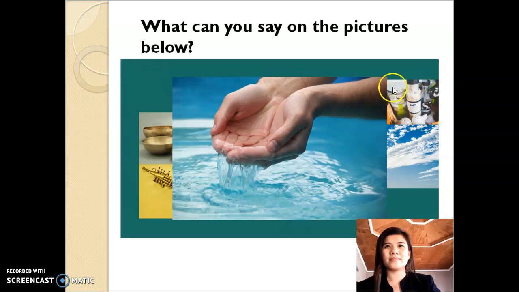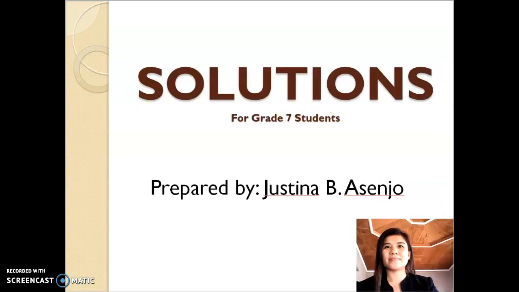So this picture here is salt, here is air, here is water, here is a ball or chocolate. So what can you say? Okay, good. Right. So I think you have your idea right now. So these pictures here are examples of solutions. So we're going to talk about solutions for our grade 7 students today. Personally prepared.